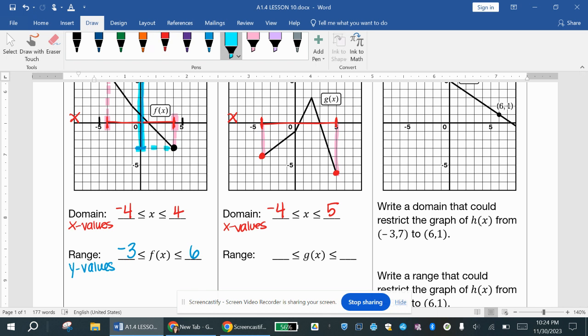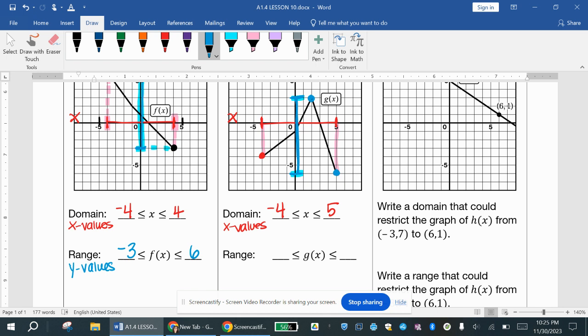Range is lowest to highest. So lowest to highest, right? Look at the lowest point. So this is the lowest point. This is the highest point on the graph, low to high. So this marks the range, lowest to highest.